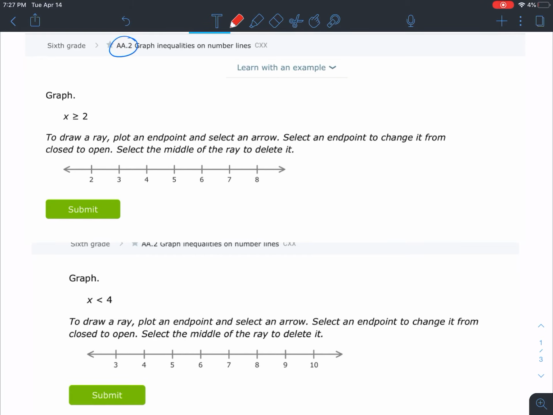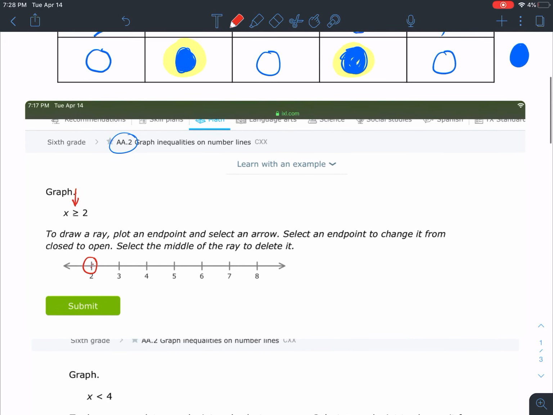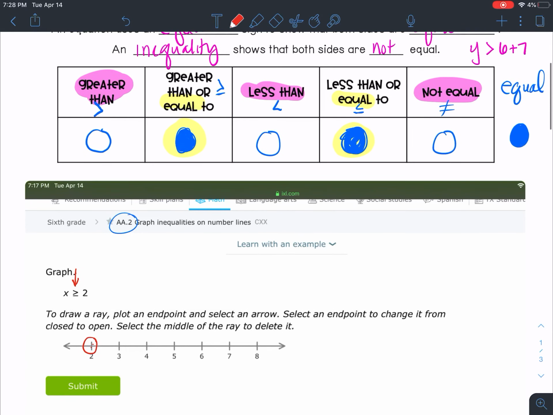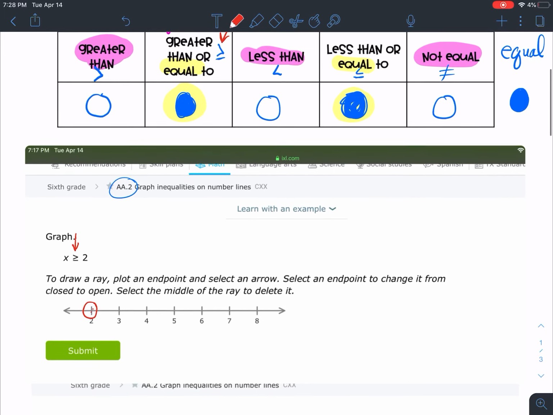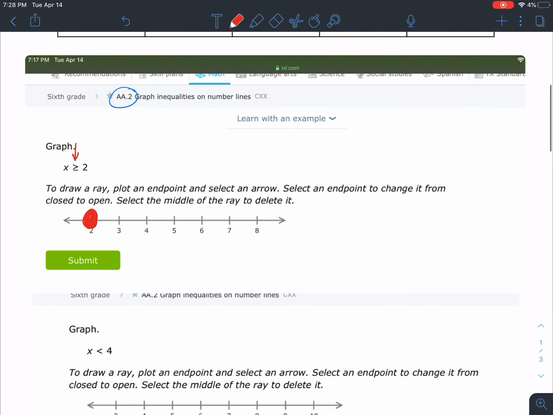So AA2, I have x, and then I have this symbol right here, and I have a 2. I know I'm focusing on 2, so I'm going to circle the number 2. I'm going to go back and see, what does that symbol mean? Well, that one matches this one right here. So it's greater than or equal to, because it has the line. So I see it shaded in, so I'm going to shade it in. Now it's saying x is greater than or equal to 2.